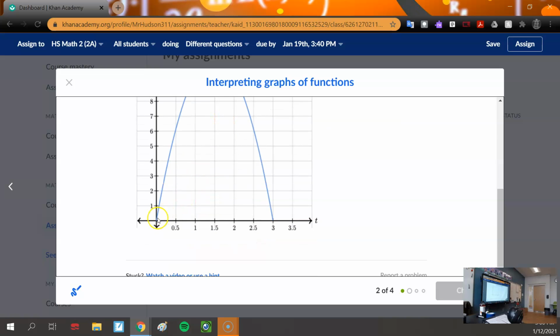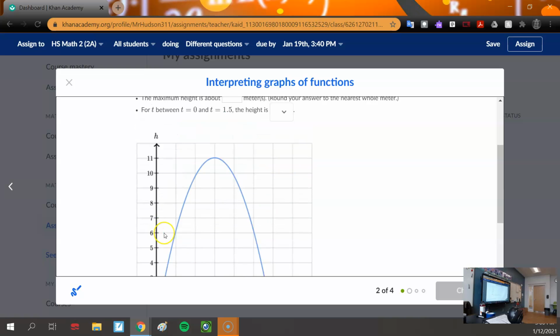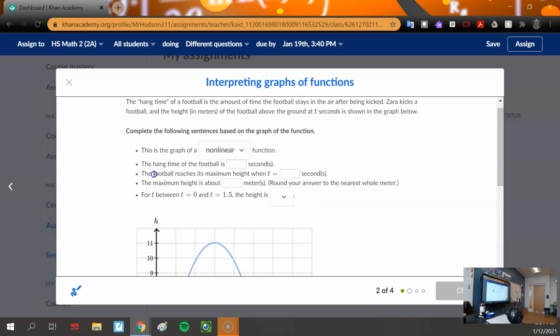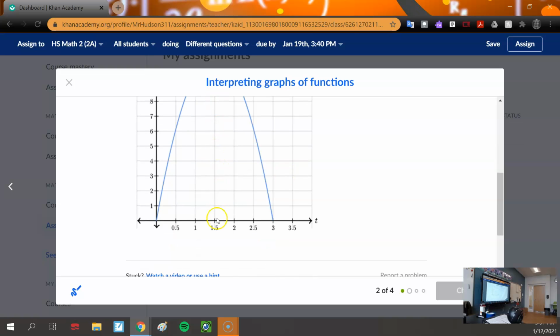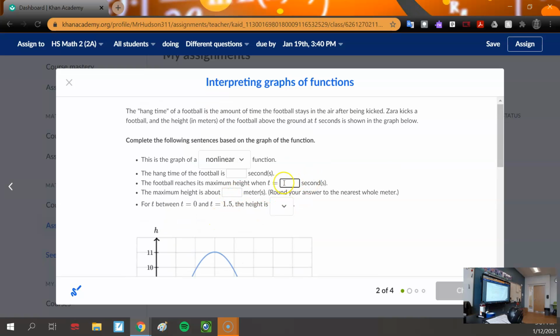So the hang time would be how long it stays positive, right? In the air, it's positive. If it hits the ground, it's not in the air anymore. Maximum height is literally just the top of the graph. So in this case, it would be 11. When t is, so drop down to your t and find out it's about 1.5.